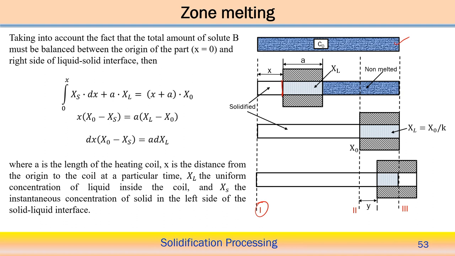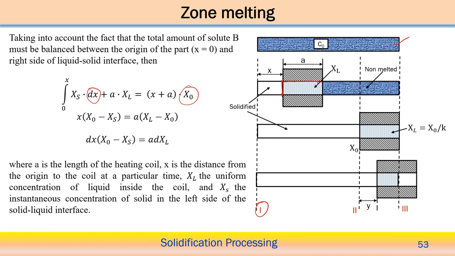So XS is the composition of the solid phase at the solid-liquid interface. Suppose over a distance dx, we have XS into dx, integrated from 0 to x. Plus, A is the total length, and over the liquid phase the composition is equal to XL. So this is the composition XS already solidified, and this is the composition XL. So A into XL means over the distance A the uniform composition XL in the liquid phase, and that should be equal to the initial composition X0 times the total A, where X0 was the initial composition.